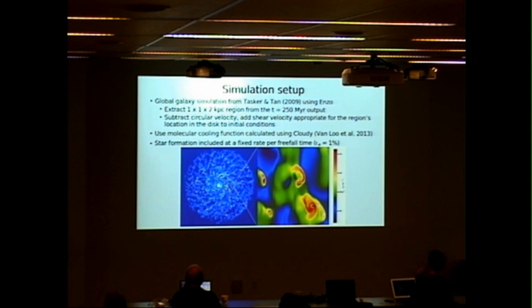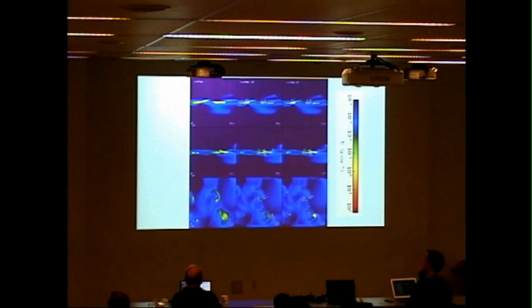So we include a molecular cooling function that we've generated using Cloudy that we describe in detail in Sven Van Loo's 2013 paper. And we include star formation at a fixed rate per freefall time. And so we run this region for 4 million years.